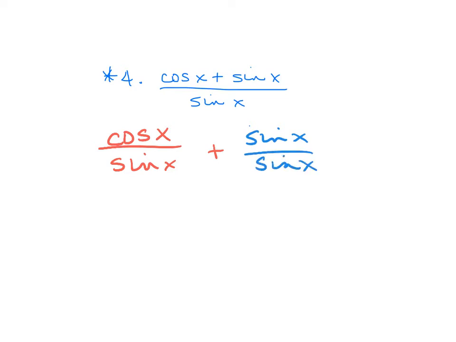And now I can simplify. So I can see now this has got a plus sign. So I can't simplify diagonally when I'm adding two things. So I'm going to just simplify each term separately. So the red one, this is cotangent. And anything divided by itself is 1.